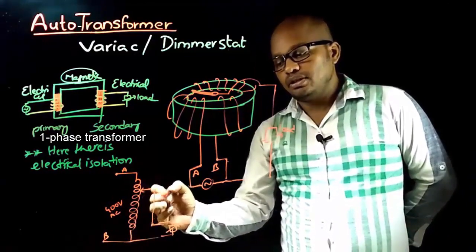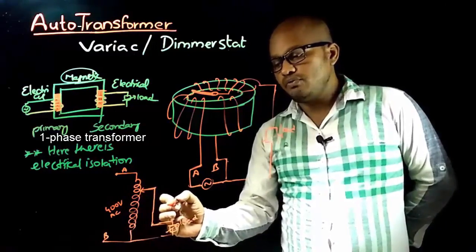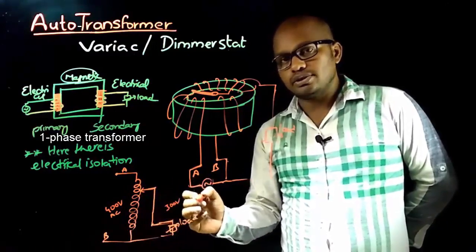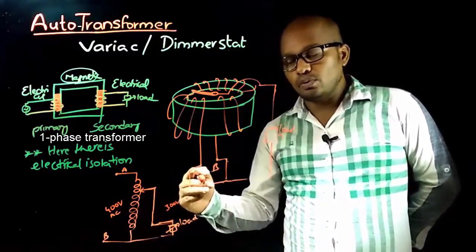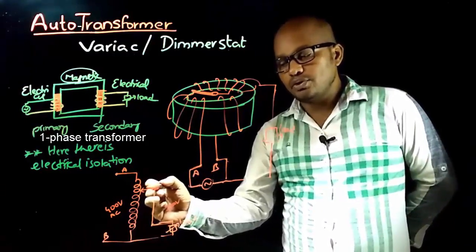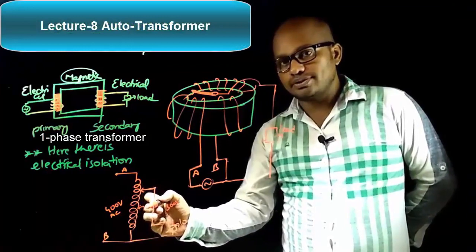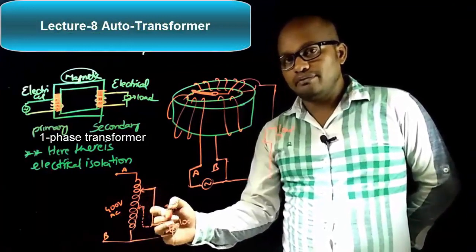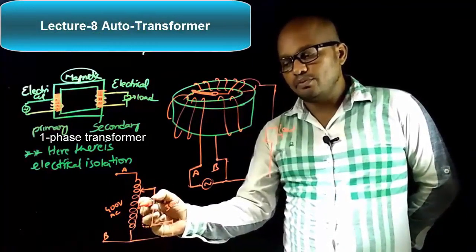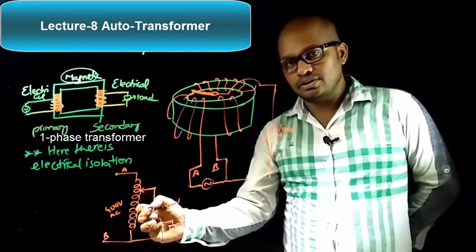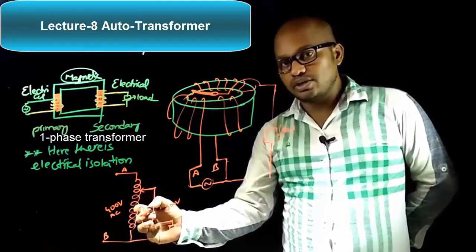Suppose the applied input voltage is 400 volts AC. If the moving contact is at this position, let the load be receiving a voltage of 300 volts. Now to get 200 volts, we must move the moving contact to a position corresponding to the 200 volts point. And if the load requires 100 volts, then we must move this moving contact over these turns to the corresponding point at which 100 volts is available.